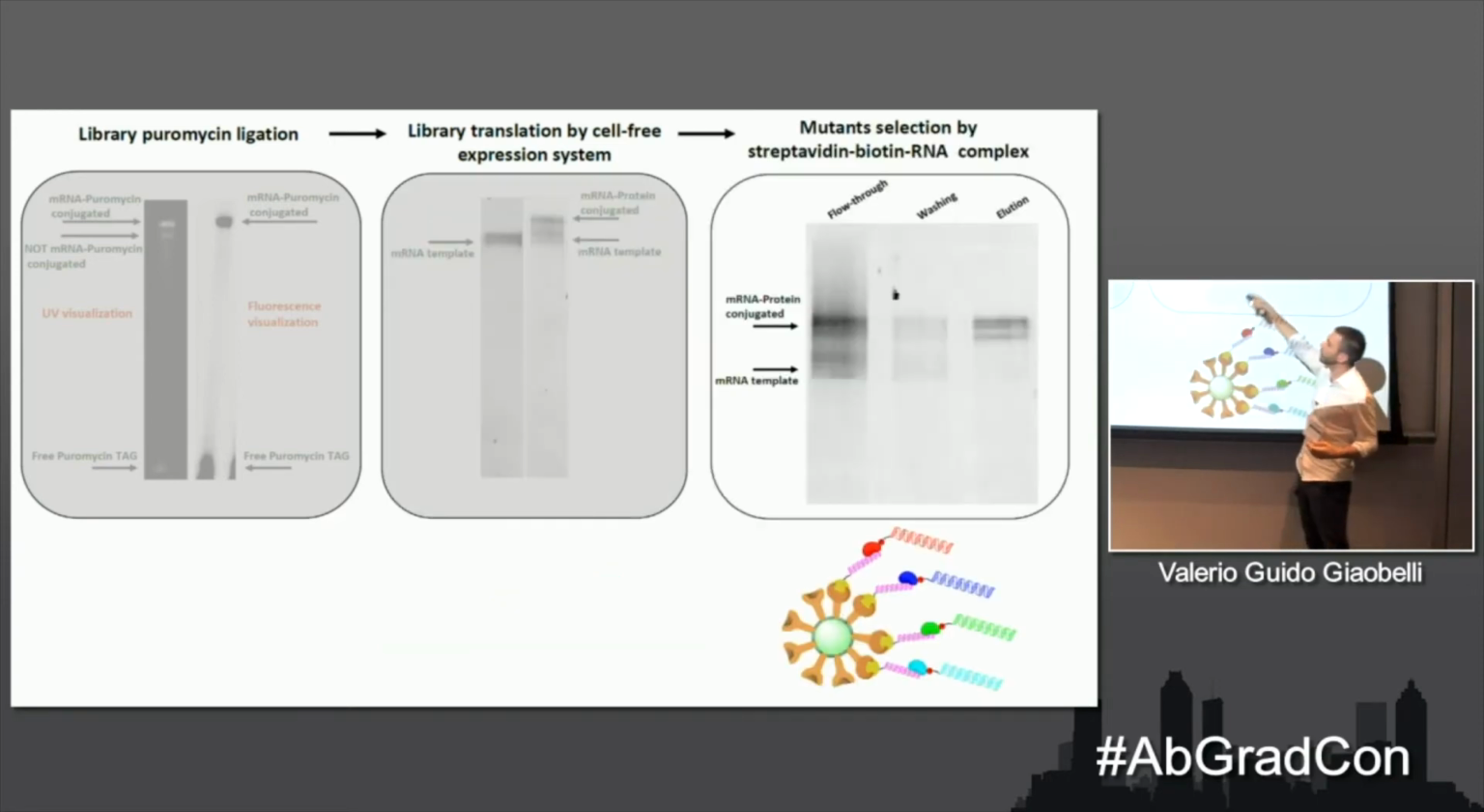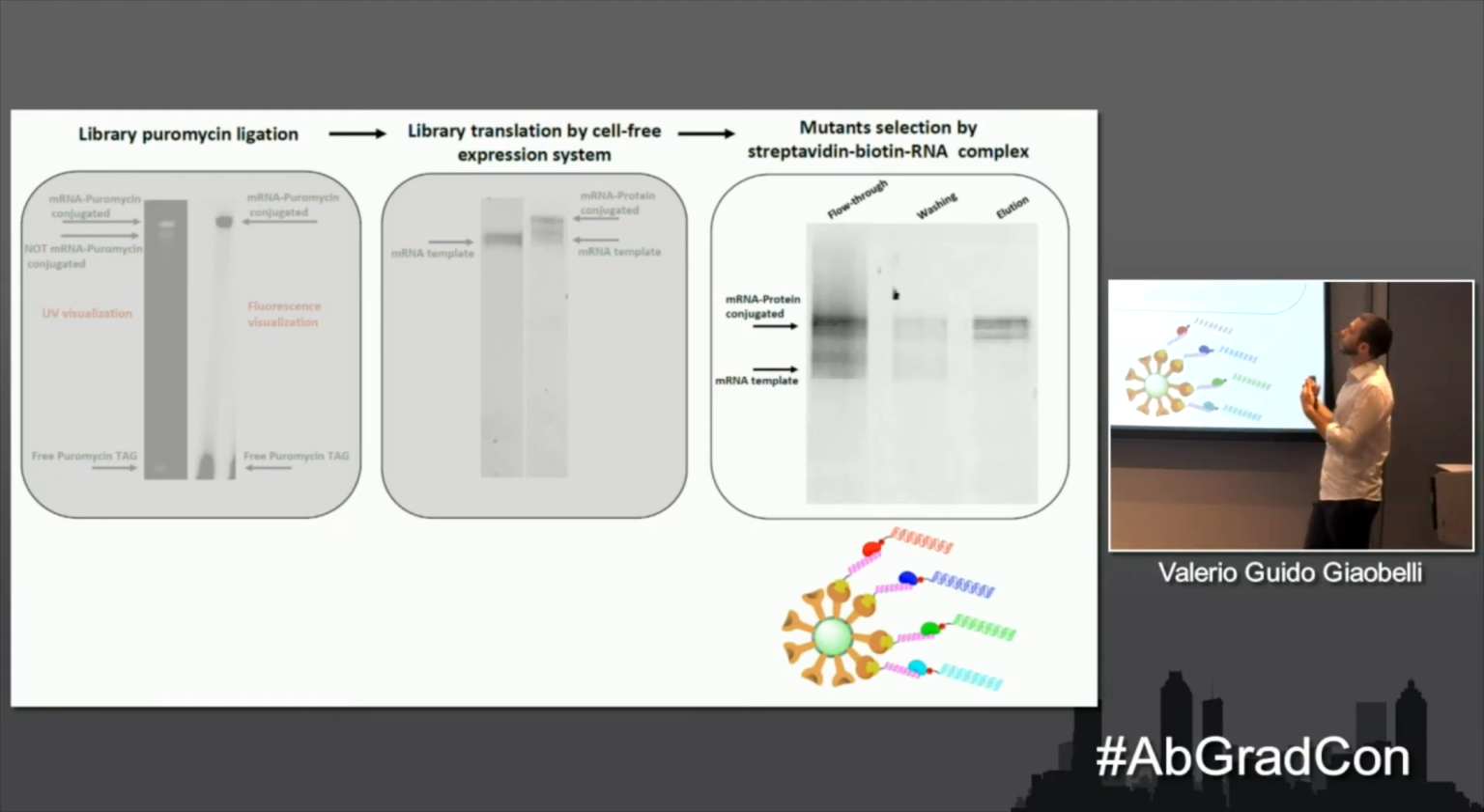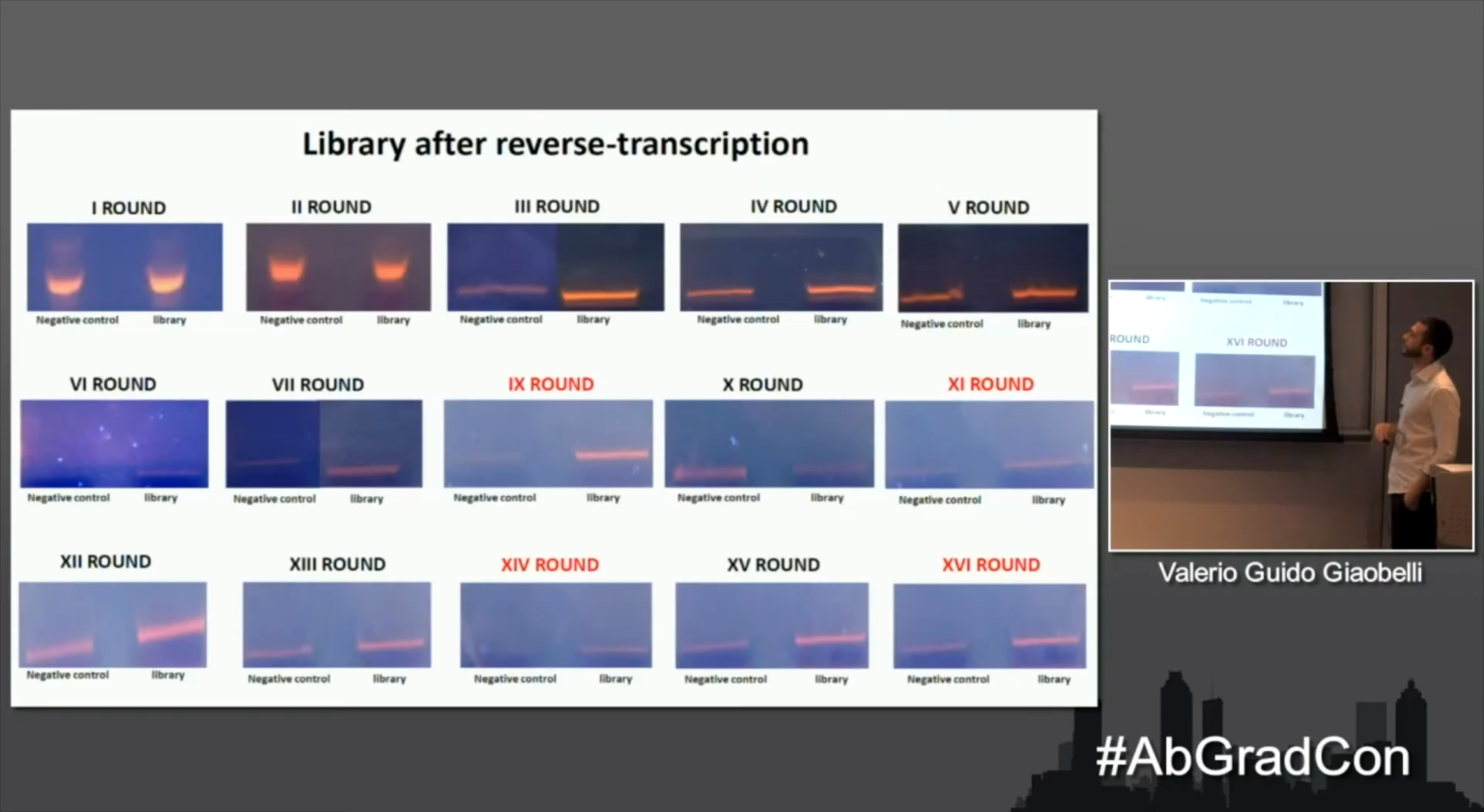So here the flow-through is represented: all the library, all the variants and mutants that are not able to bind the target RNA, so they lost the function. And it's the most abundant, of course, because unfolded proteins are not able to bind. Then the washing step, just to remove the weaker binders, and the elution. So just this one means that some proteins maintain the function, so a composite of all amino acids still maintains the function to interact with the target RNA.